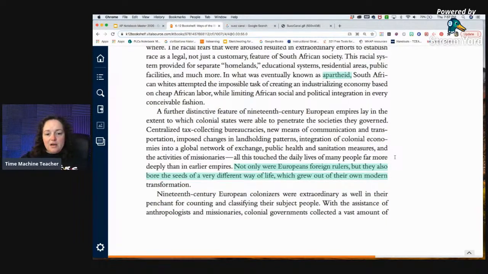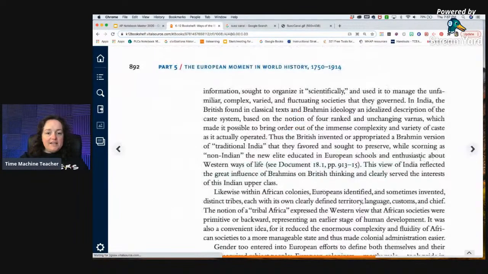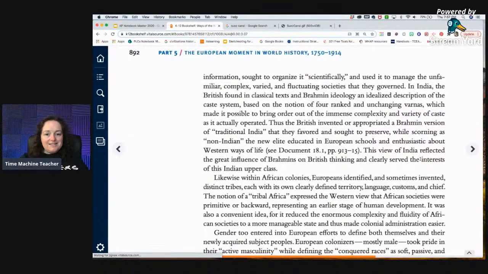19th century European colonizers were extraordinary as well in their penchant for counting and classifying their subject people. With the assistance of anthropologists and missionaries, colonial governments collected a vast amount of information, sought to organize it scientifically, and used it to manage the unfamiliar, complex, varied, and fluctuating societies that they governed. In India, the British found in classical texts and Brahmin ideology an idealized description of the caste system based on the notion of four ranked and unchanging varnas, which made it possible to bring order out of the immense complexity and variety of caste as it actually operated.